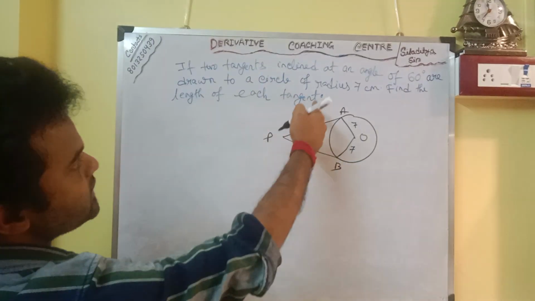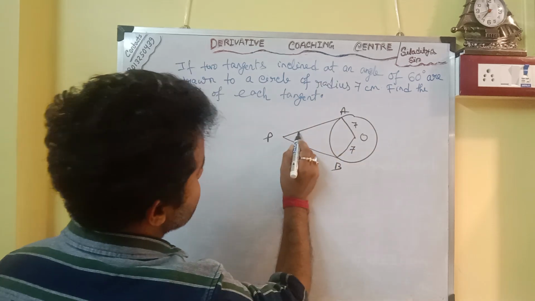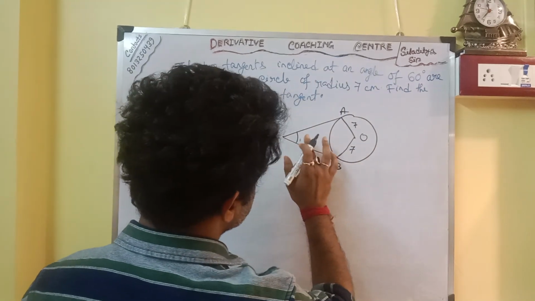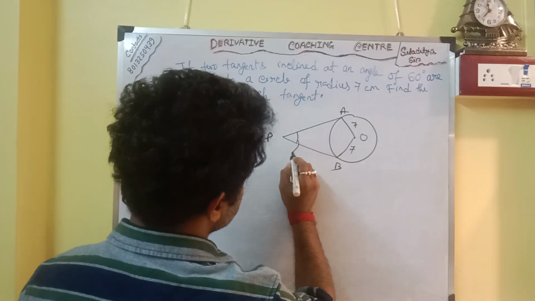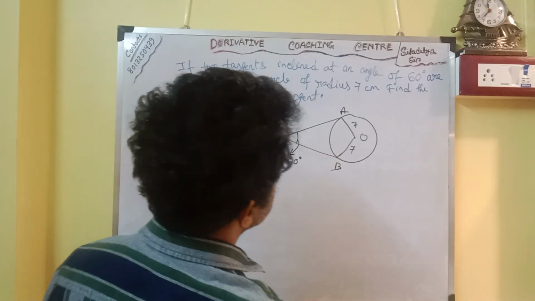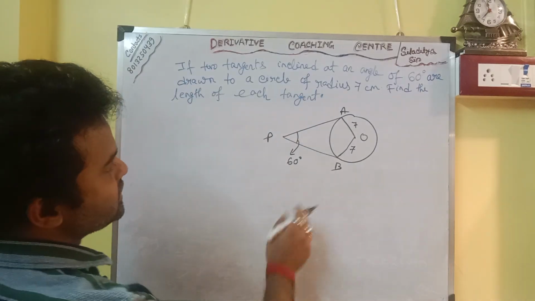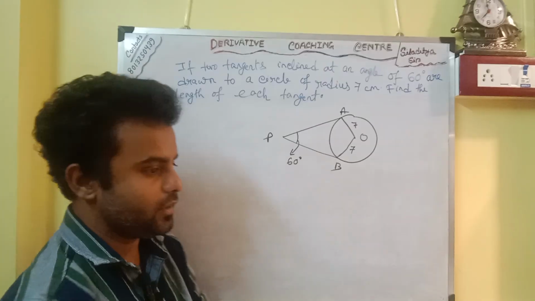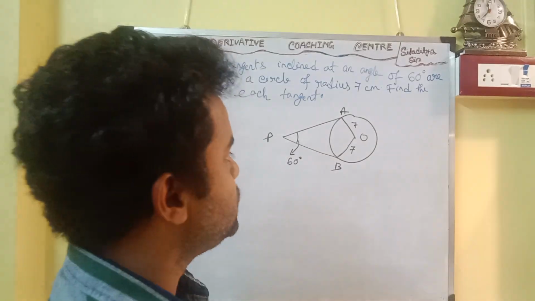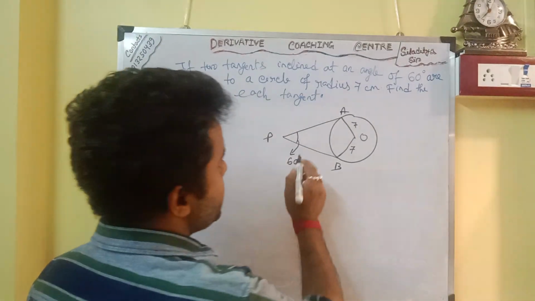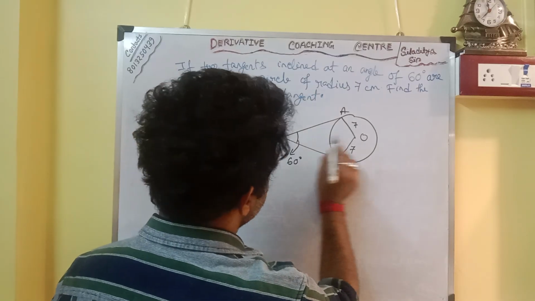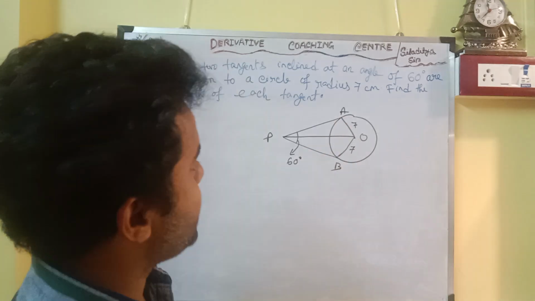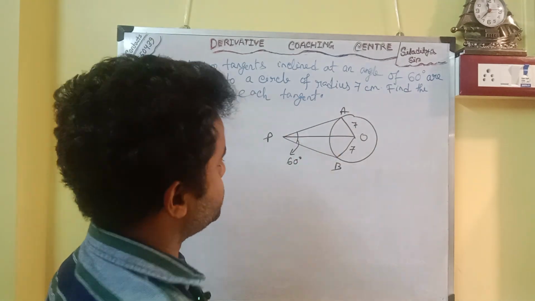The two tangents are inclined at an angle of 60 degrees. So this angle is 60 degrees, it's given. So we need to find the length of tangent PA and PB. You have to know the basic theorem. If we join P and O, then we will get two triangles, PAO and PBO.